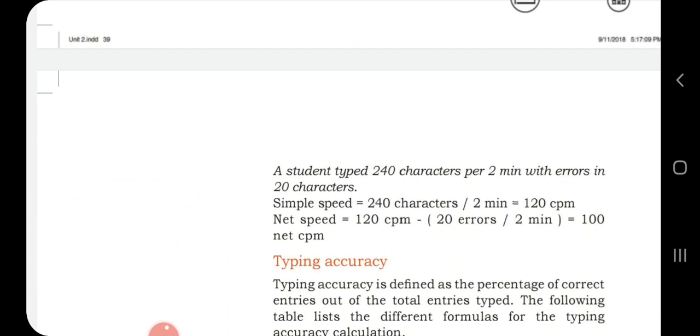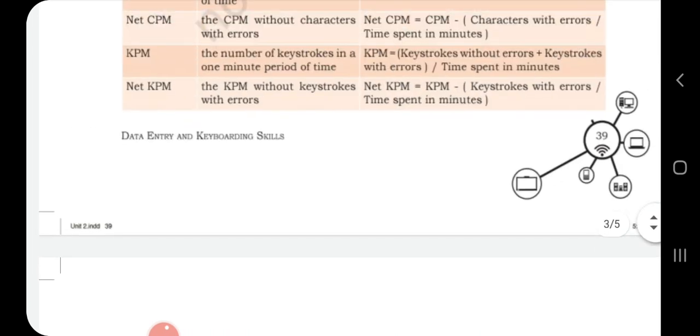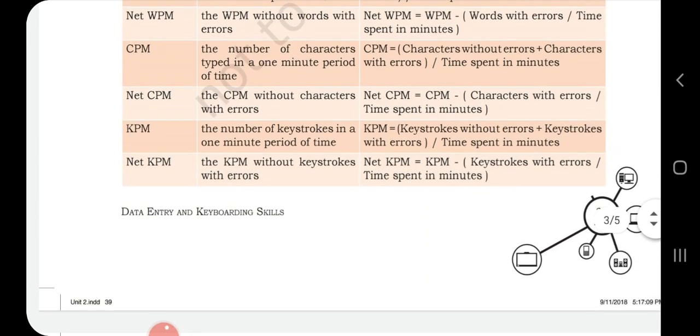A student typed 240 characters in 2 minutes. It means its speed is 120 characters per minute. Simple speed is equal to 240 characters divided by 2 minutes. It's equal to 120 CPM. CPM means 120 characters per minute. Whereas the net speed is equal to 120 CPM minus, this one is the formula.